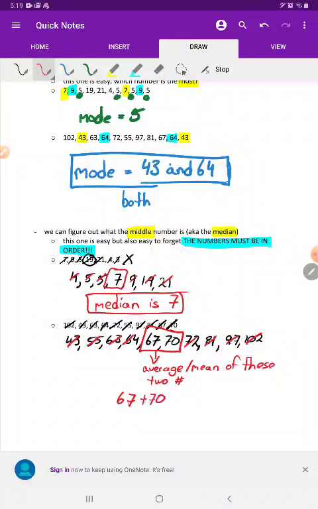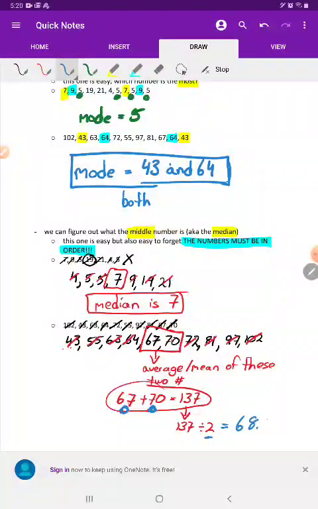We add the two numbers together. And then what do we do? We divide by 2. So I add those two together, I get 137. Then I take my 137 and I divide it by 2 because I have two numbers. You might be tempted to divide it by 10 because there's 10 numbers, but I only added together two numbers. So why would I divide by 10? I have two numbers here, 1, 2. So I add those together, then I divide by 2. And when I do that, I get 68.5.